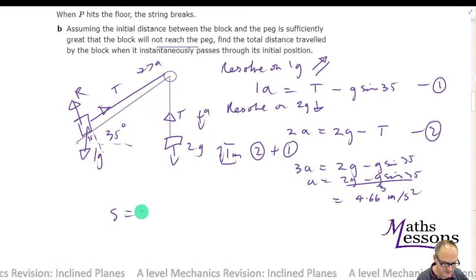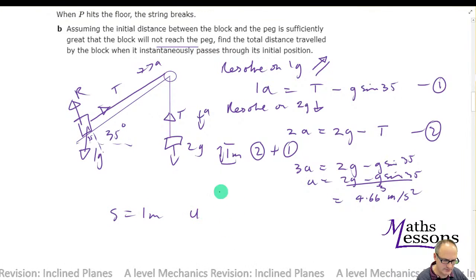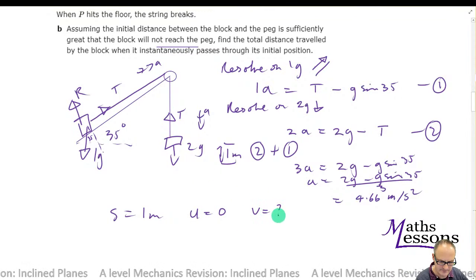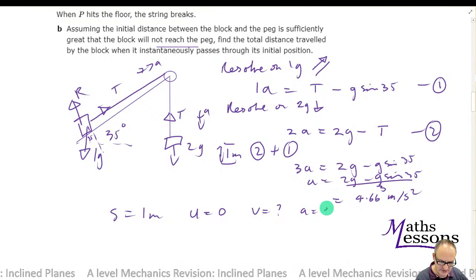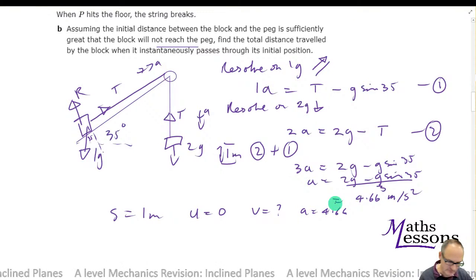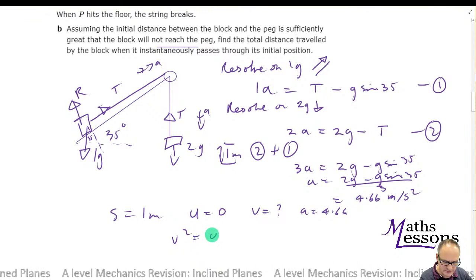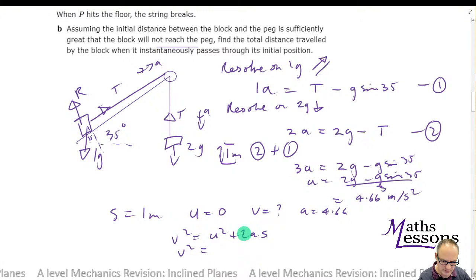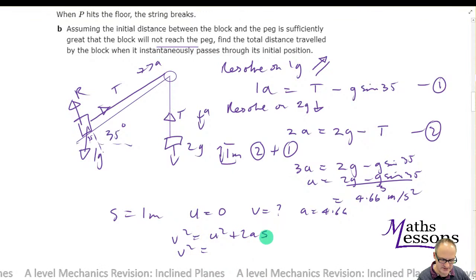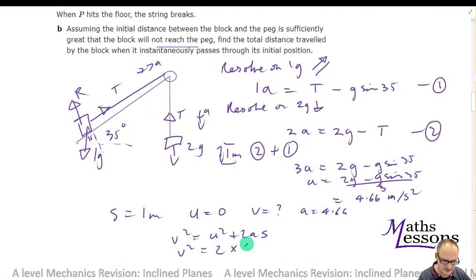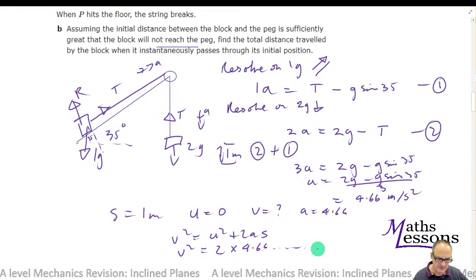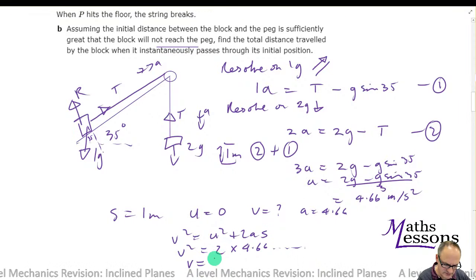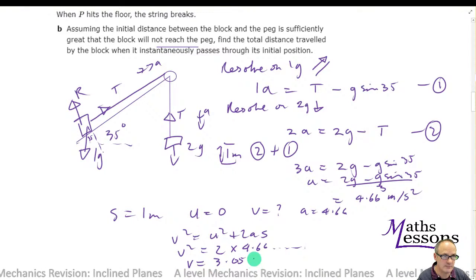So we know that s is equal to 1. We know the starting velocity, because it's released from rest, is equal to 0. We don't know the velocity when it hits the ground. We do know the acceleration is equal to 4.66. So we're going to use v squared equals u squared plus 2as. So v squared will equal, use 0, 2 times a times s. s is 1, so it's just going to be 2 times the 4.66. Use your full calculator value here. And when you've worked that all out and you square rooted it, we get v equal to 3.05 meters per second.